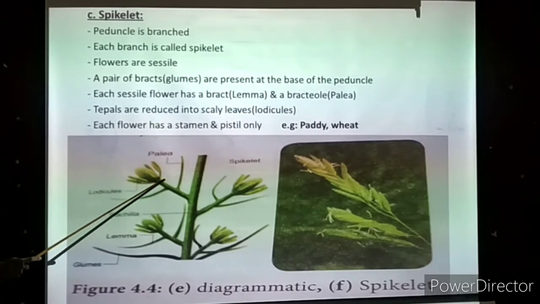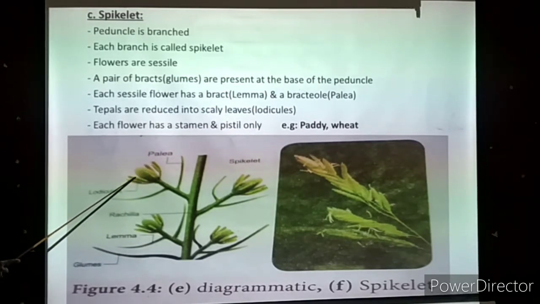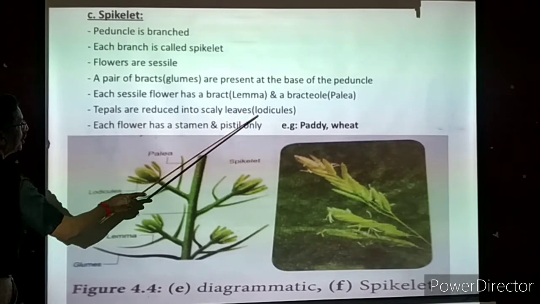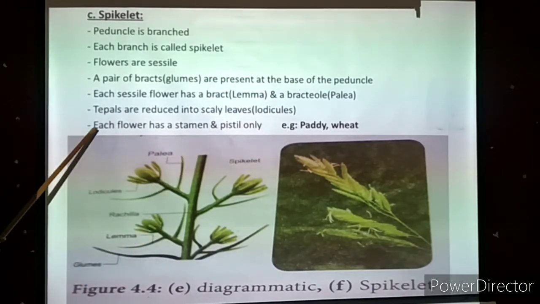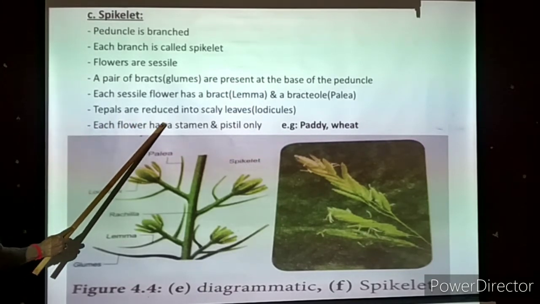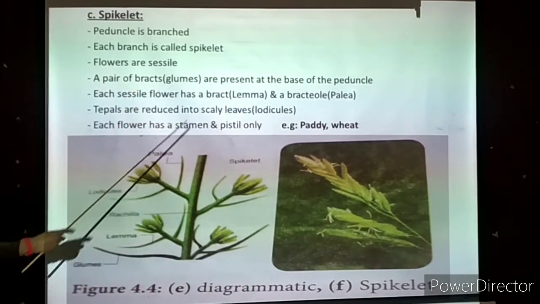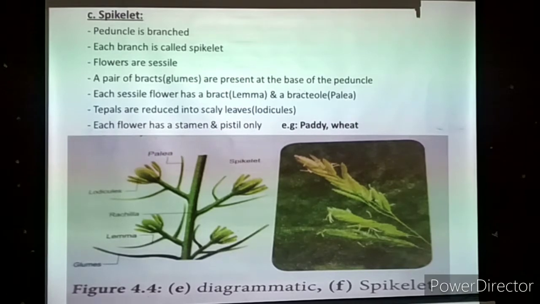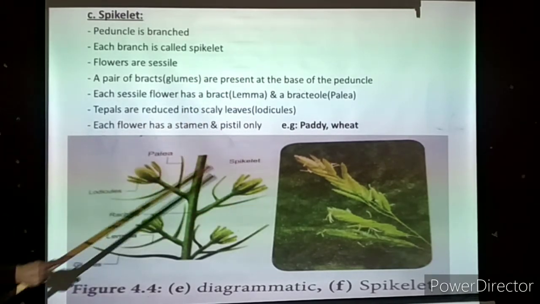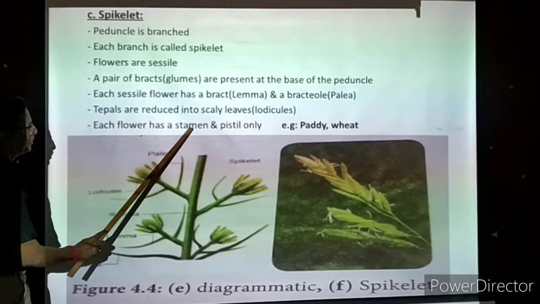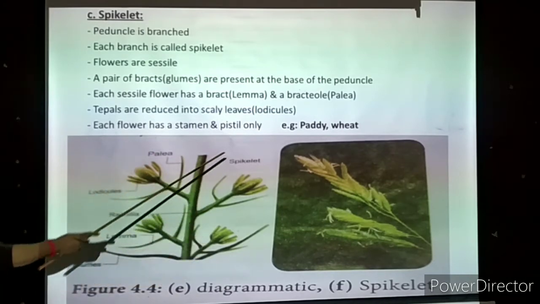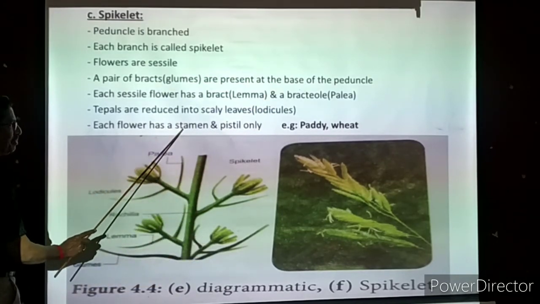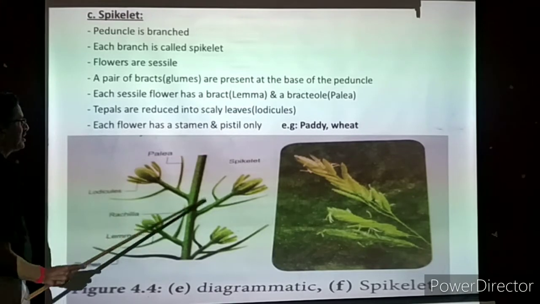Now here you can see that they are reduced into small divisions. That is called scaly leaves. Lodicules. They are called what? Lodicules. Okay. Then each flower has a stamen. Stamen is the male reproductive part. Only one stamen will be there. The details of the stamen we are going to study in the same unit. Then pistil. Pistil is otherwise called gynoecium, the female reproductive part. So one stamen and one pistil only will be present.